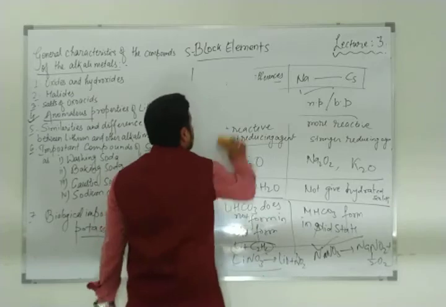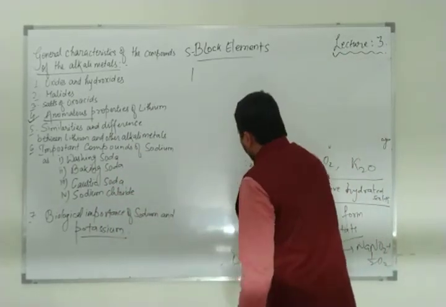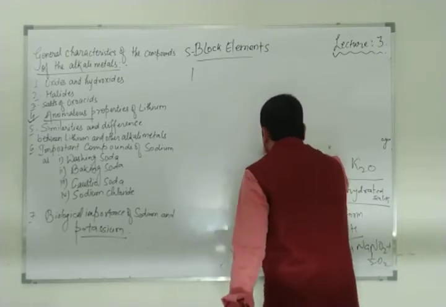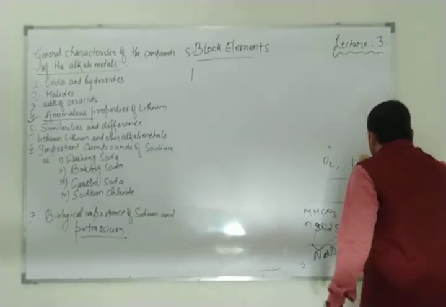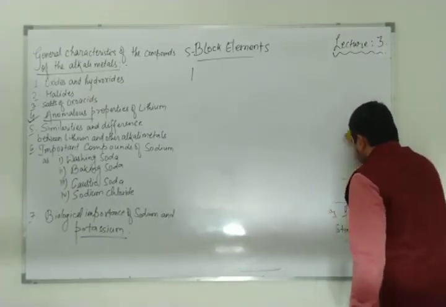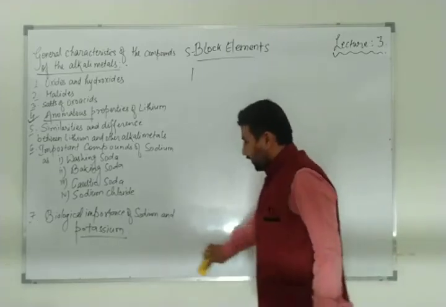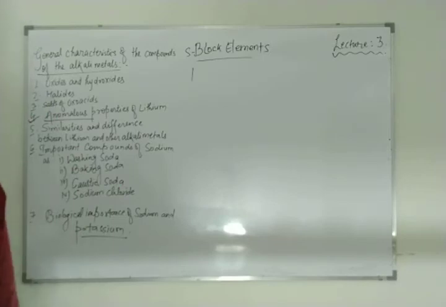Now we will talk about the similarities. Similarities means you know very well, this was the different properties. Now what are the similar properties of lithium and other alkaline earth metals? If I talk about the similarities between lithium and magnesium, it is particularly striking because of their similar sizes.